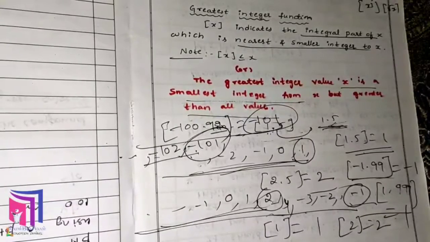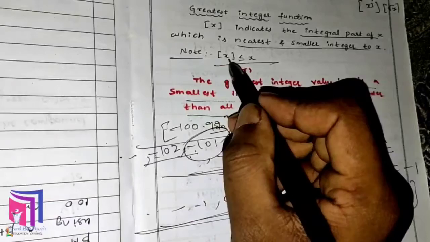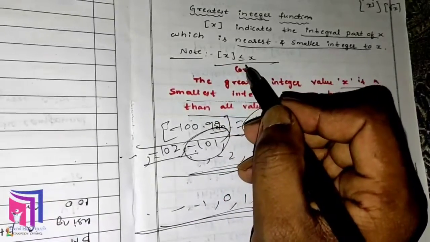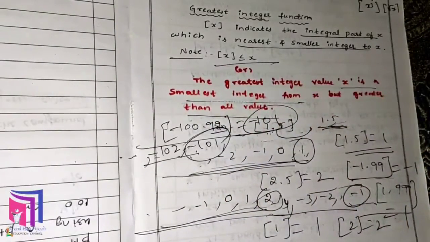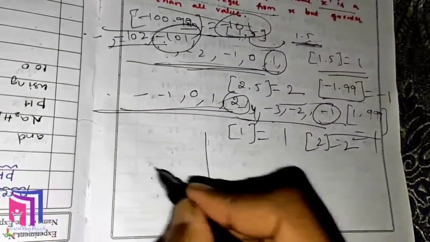I hope you understand the definition of the greatest integer function. In general, we denote it like this: the greatest integer of x is always less than or equal to x only. Now we can denote it graphically also.